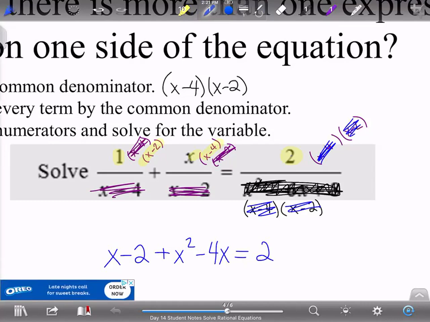So we're going to look at, do we have a quadratic or a linear equation left? So when I start to look at this, the x squared right here stands out to me. X squared indicates that we have a quadratic. So I know I have a quadratic, which means I want to move everything to one side.